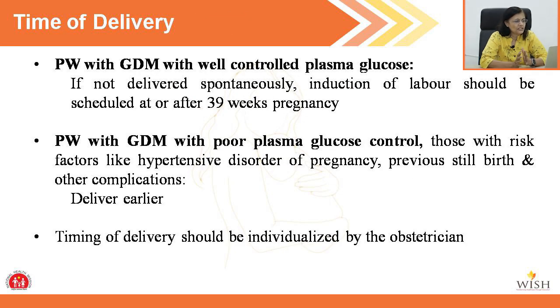Pregnant females who have well controlled diabetes mellitus during pregnancy usually don't need to be delivered early, but we can wait for spontaneous delivery, and induction of labor can be started after 39 weeks of pregnancy. But if there is poor plasma glucose control, there is a risk of maternal as well as fetal morbidity and even mortality, and then such patients need early delivery under the supervision of experts, and in such cases it is better to refer them to a higher center.